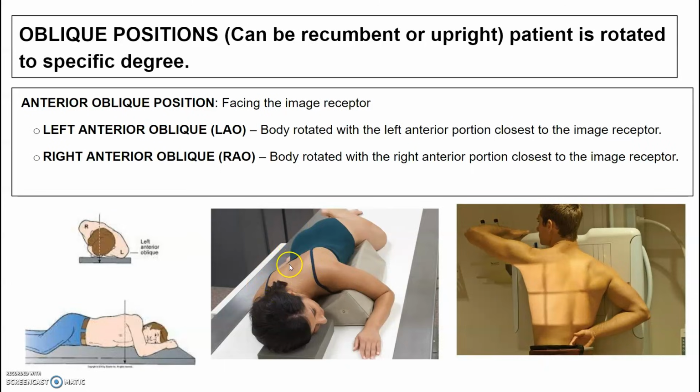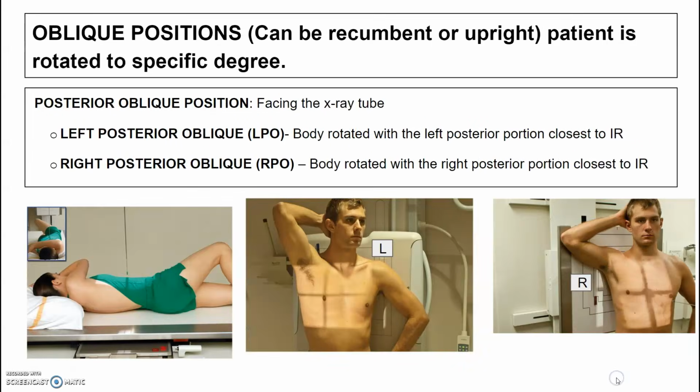She's just lying down. This image here is showing a left anterior oblique. So the left shoulder is closer and the anterior is touching. So left anterior oblique, right anterior oblique, whatever is closest to the image receptor. The reverse is the posterior. Again, they can be lying down, they can be upright, but in a posterior oblique, part of the back will be touching either the left or the right.